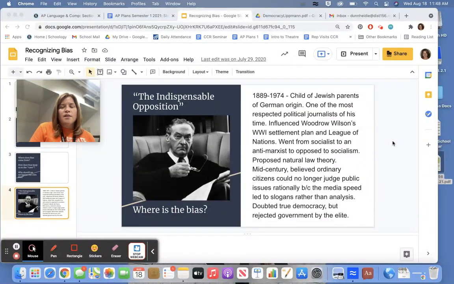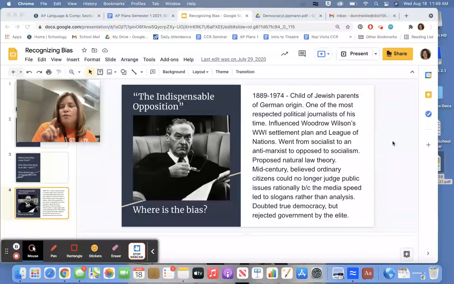And then later on, in the middle of the 19th century, he believed that ordinary citizens couldn't have the ability to judge public issues like hot topics, controversies, and things like that. Because in the 1950s, with the advent of the television, he believed that the media speed, the news cycle that we talk about today, happened so quickly that people couldn't actually get a grasp of what was going on, that it was slogans rather than actual analysis of what was happening. So that means that if he looked at today's news cycle, which is literally a 24-hour news cycle, where news happens all the time and we get news feeds all the time about it, he would probably believe that there's very little analysis going on in the world today.